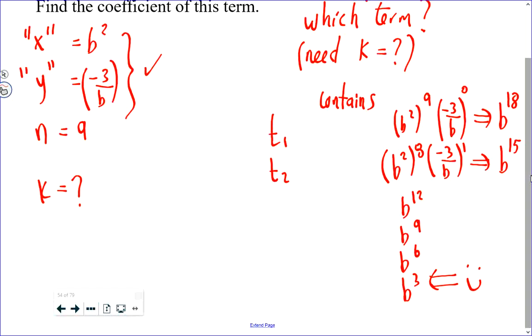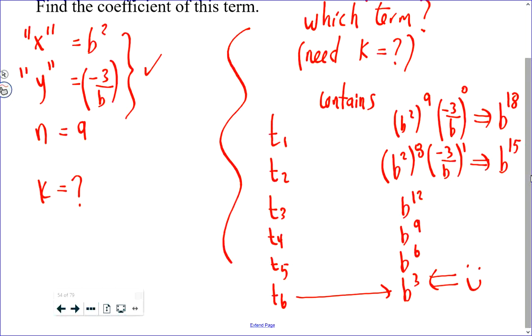So what does this mean? Well, the third term contains b to the 12, the fourth term contains b to the 9, the fifth term contains b to the 6. It's the sixth term that will contain b cubed. And everything we did to the right of this line was done just so we could determine that k is equal to 5. It's the sixth term. Well, now we know k is 1 less than the term number. It's 5. And the rest of this question is really easy because it's just like example 1 and 2 now.